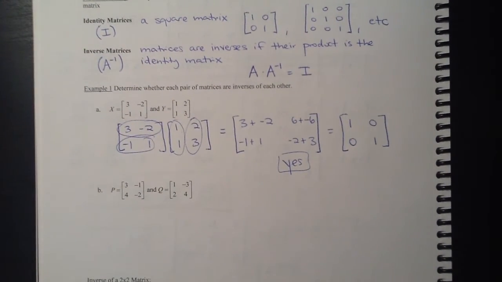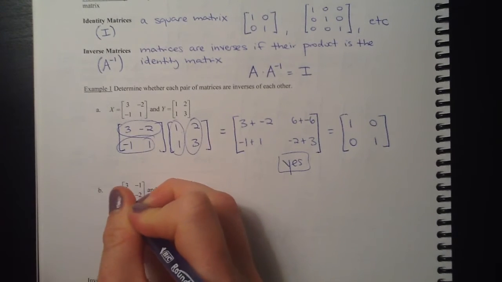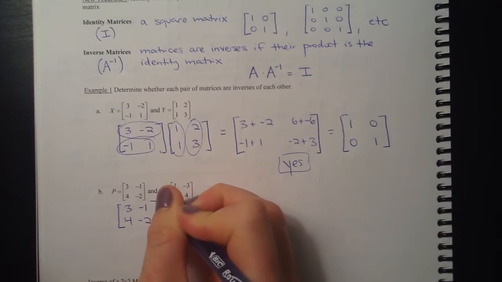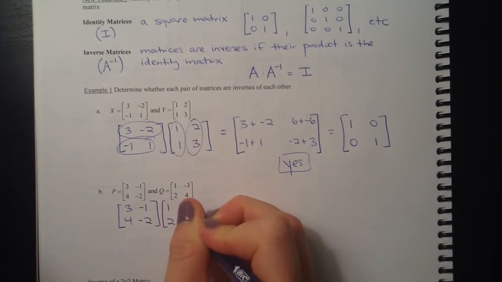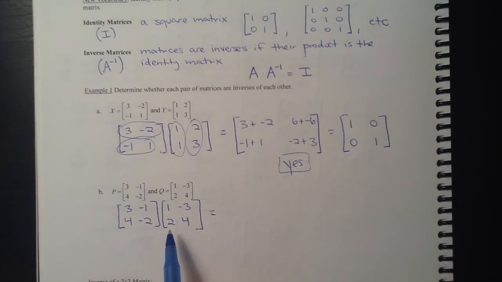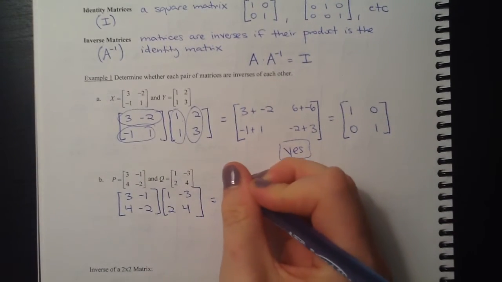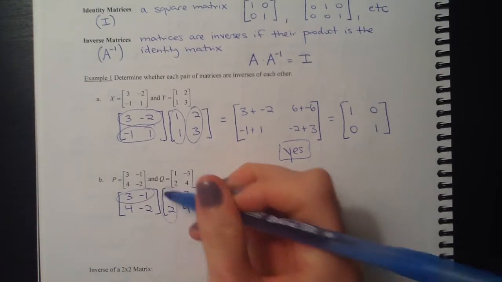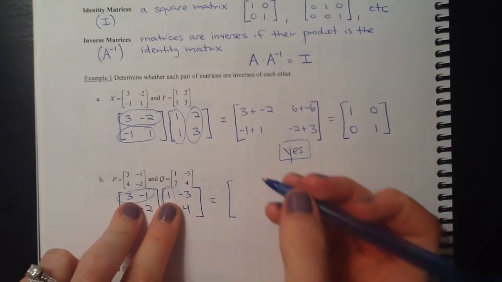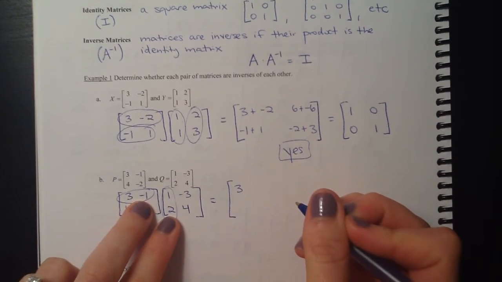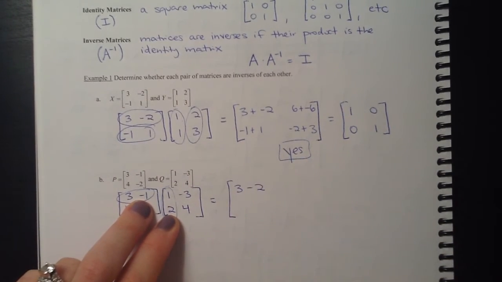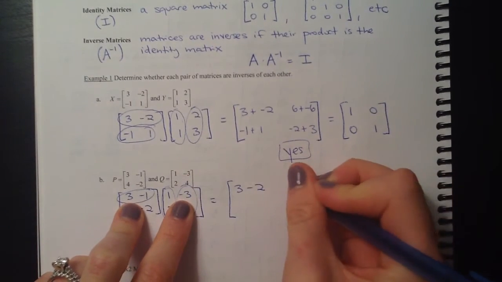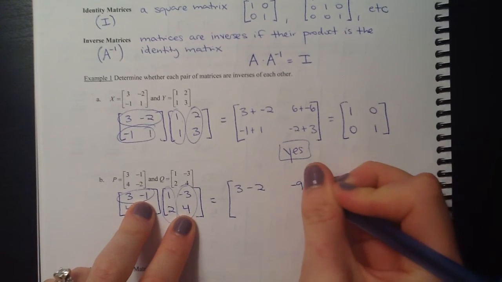Okay, let's do the same thing with part B. We're going to multiply P times Q. Since these are both 2 by 2 matrices, I know when I multiply them together, I'm going to get another 2 by 2. So start with row 1, column 1. 3 times 1 is 3. -1 times 2 is -2. Move over to row 1, column 2. 3 times -3 is -9. -1 times 4 is -4.